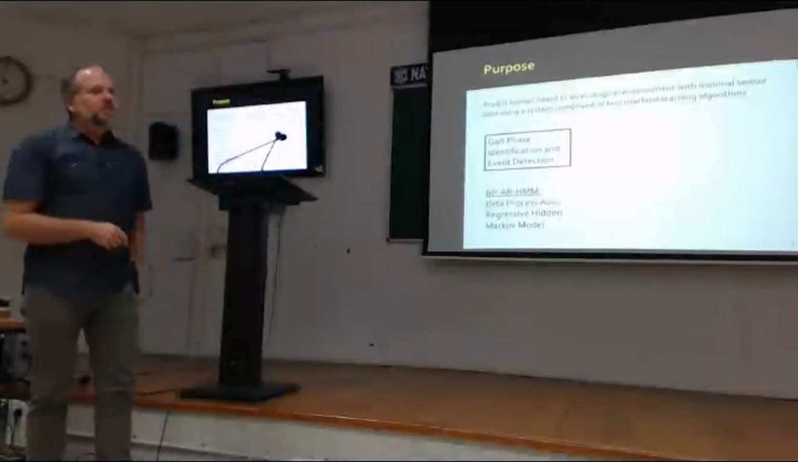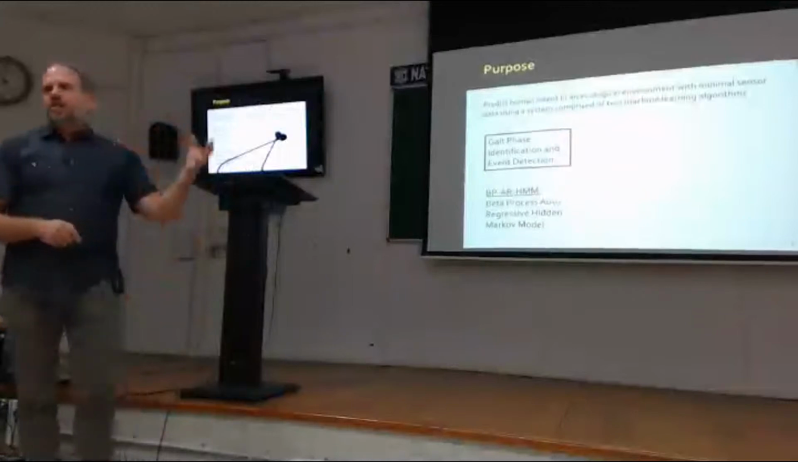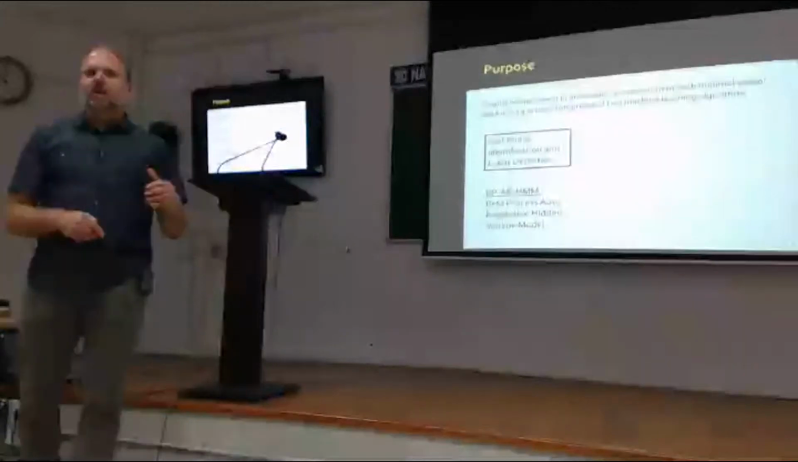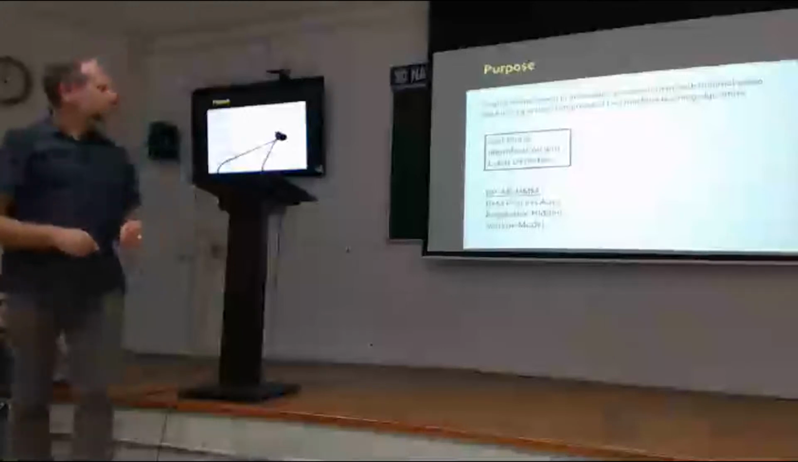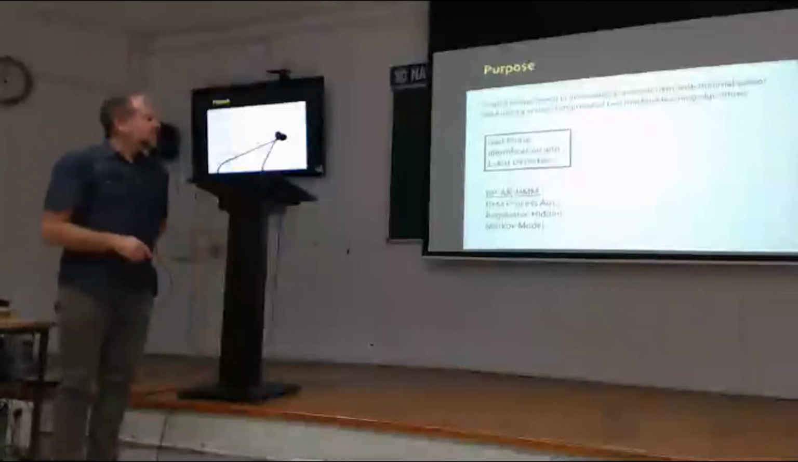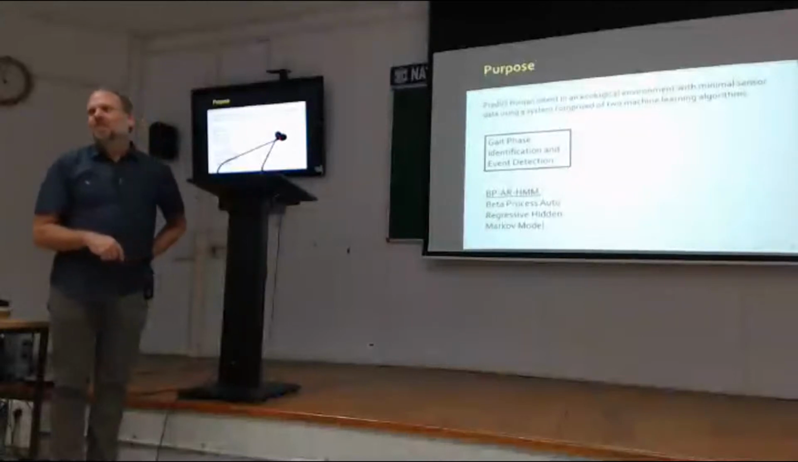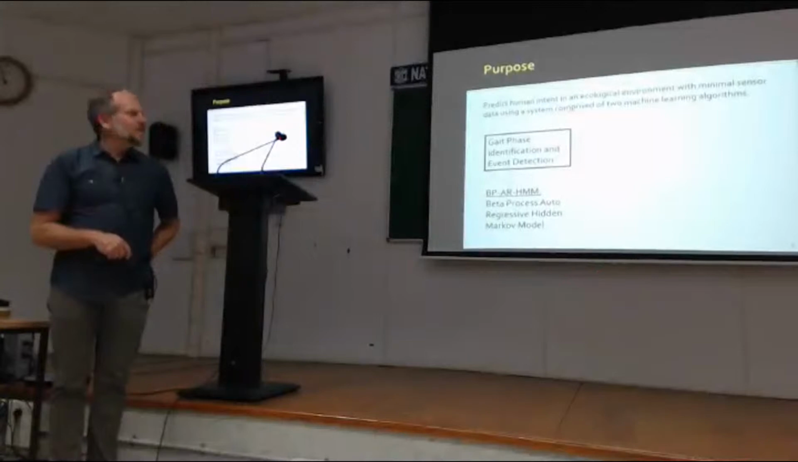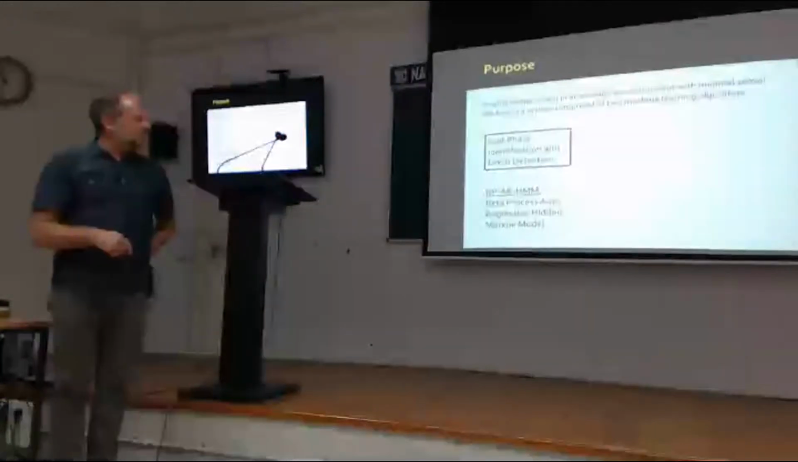So you can see we're not talking about designing a new prosthetic. We're talking about how to use the prosthetic smartly. So this is the first machine learning approach. It's called a beta process auto-regressive hidden Markov model. So it's a bit of a mouthful. There's actually 3 components.